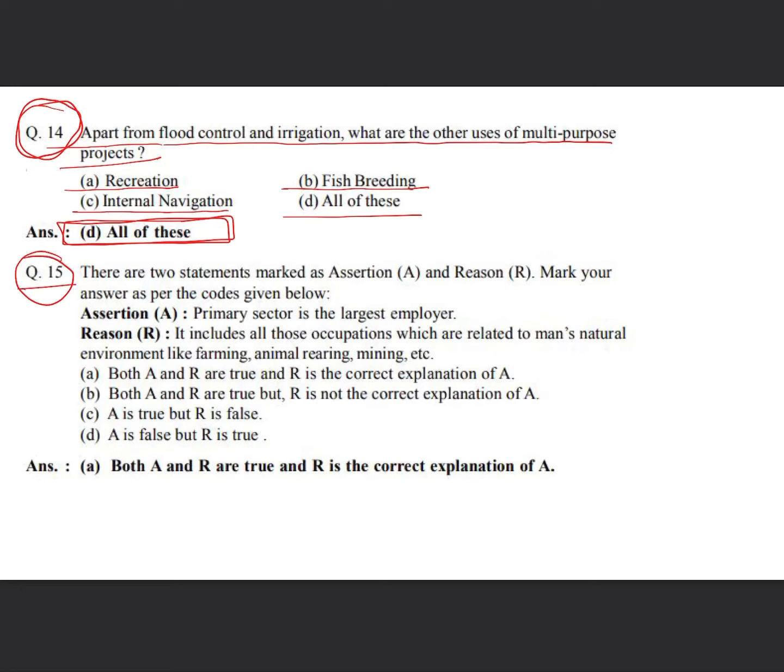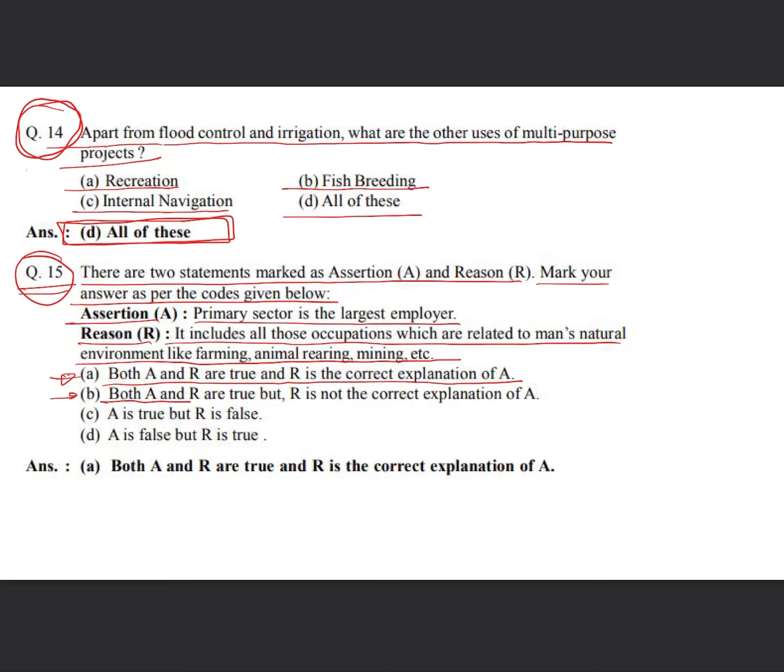Question number 15. Assertion and reason. There are two statements marked as assertion and reason. Mark your answer as per the codes given below. Assertion. Primary sector is the largest employer. Reason. It includes all those occupations which are related to man's natural environment like farming, animal rearing, mining, etc. Options. Option A. Both A and R are true and R is the correct explanation of A. Option B. Both A and R are true but R is not the correct explanation of A. Option C. A is true but R is false. Option D. A is false but R is true. So the answer for this question is option number A.